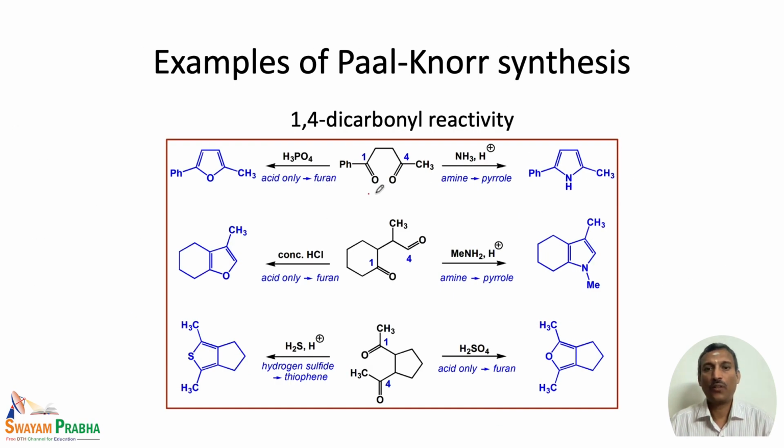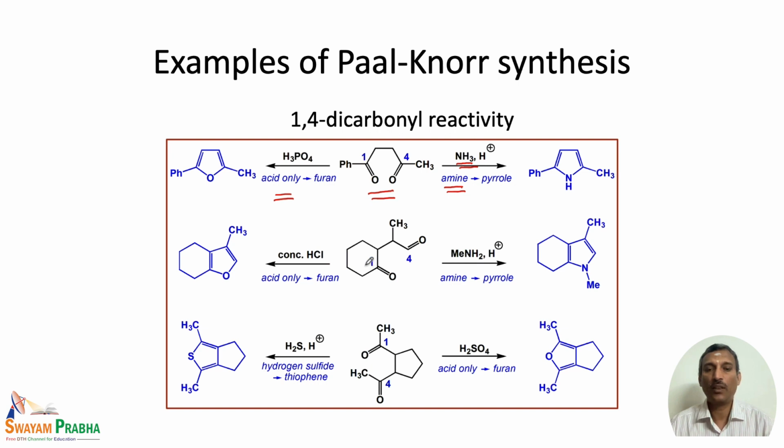So, if we start from the 1,4-dicarbonyl, if it is an open chain system, if it reacts with H3PO4, that is the acidic conditions only, we end up with the furan derivatives. If ammonia is also present or a primary amine is present, then we end up with the pyrrole derivatives.